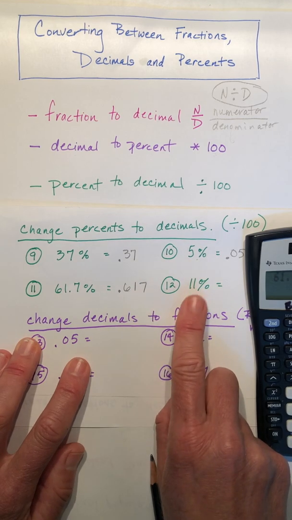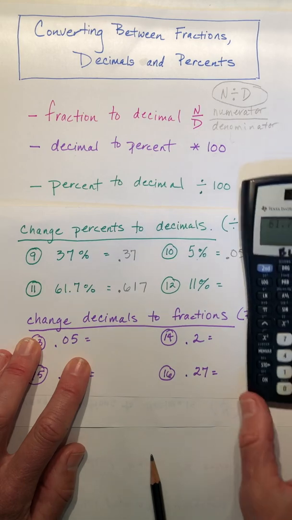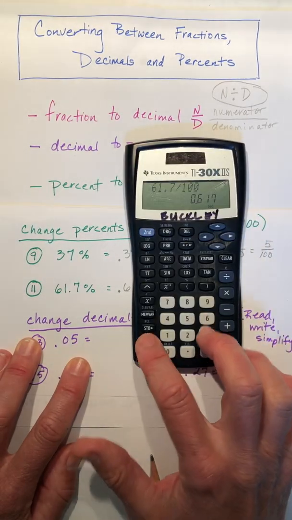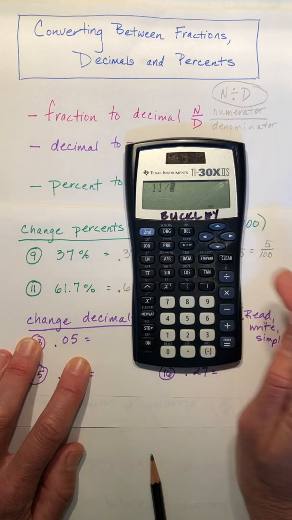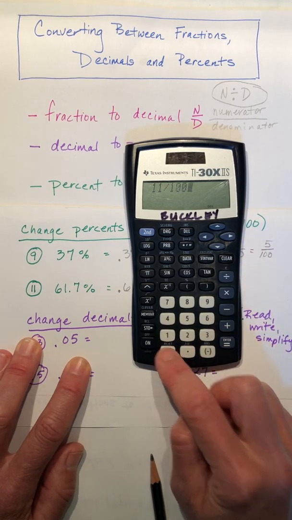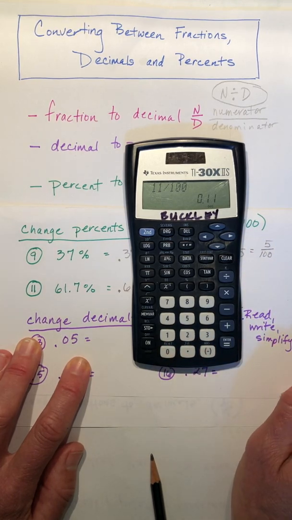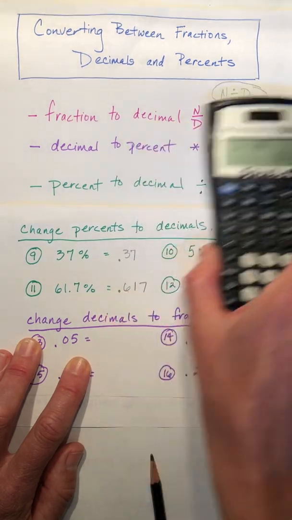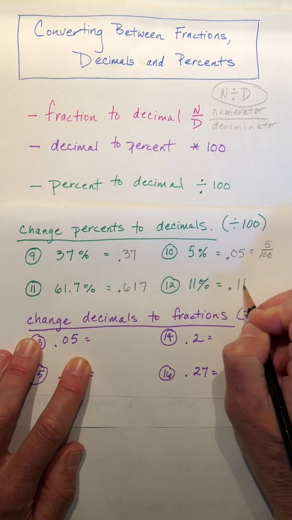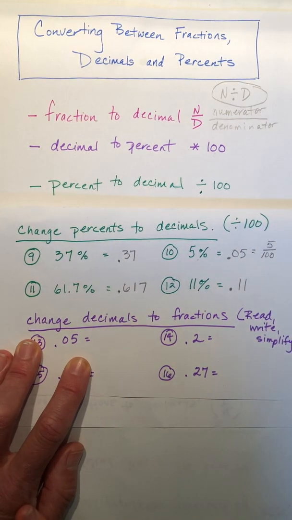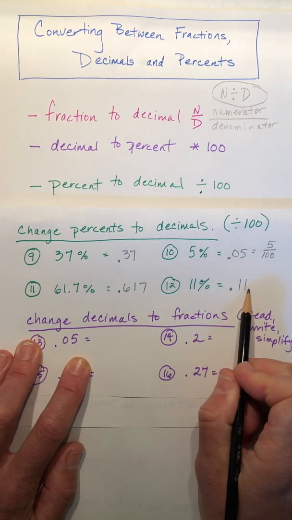Let's do 11%. So I'm taking my calculator and I take my percent of 11. I divide that by 100 and I get 0.11. So 11% means the same as 0.11 or 11 hundredths.